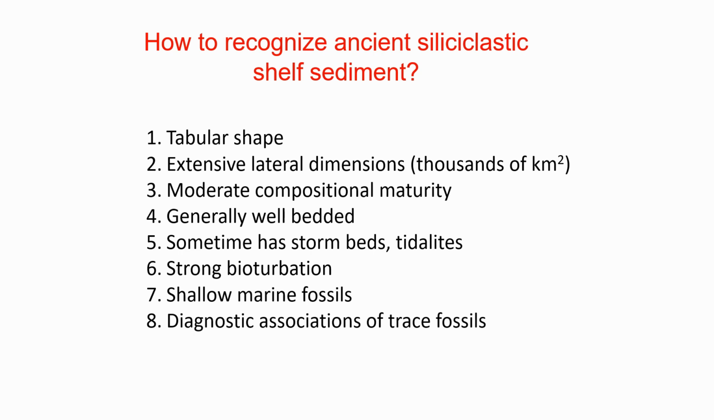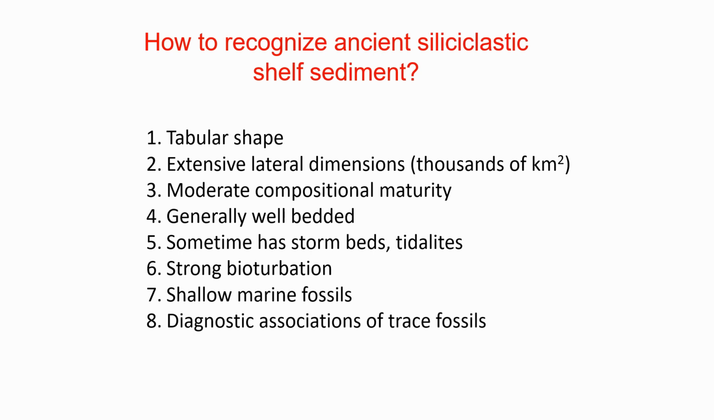And the second is an extensive lateral dimension. So it also means that the continental shelf deposit has a large scale dimension and it does not thin laterally. The third is the moderate composition maturity, because the continental shelf involves wave actions and it constantly washes the sediments, and therefore the sediment maturity is relatively high in the shelf deposit. And in general, the shelf deposit is well bedded.